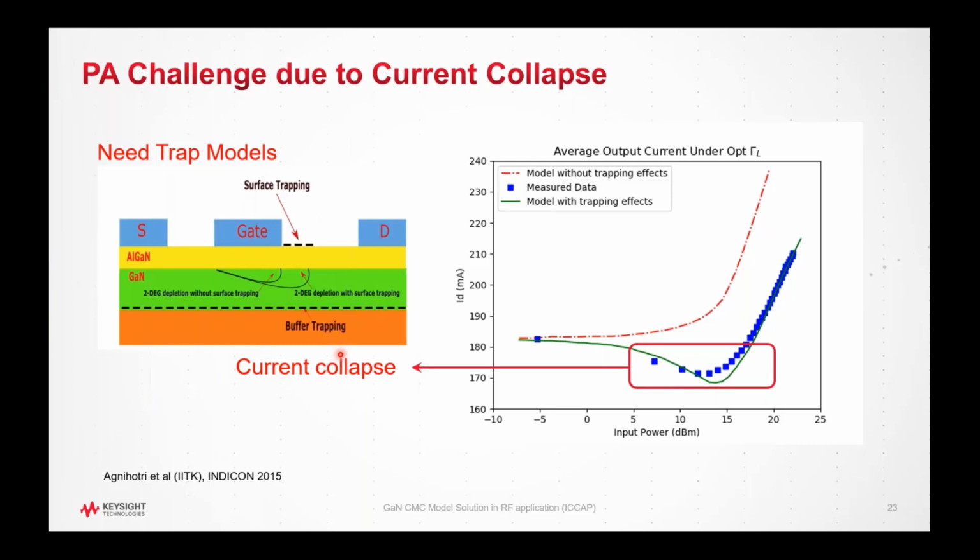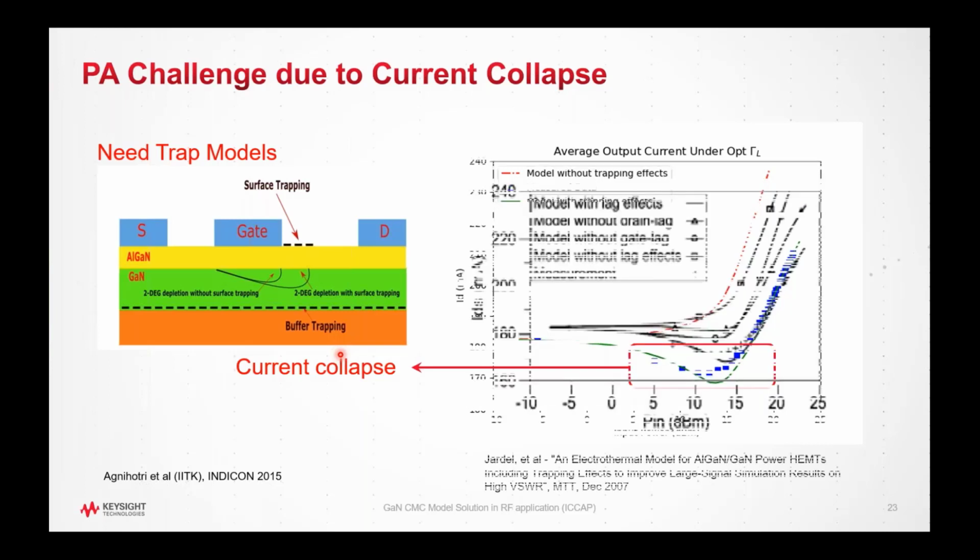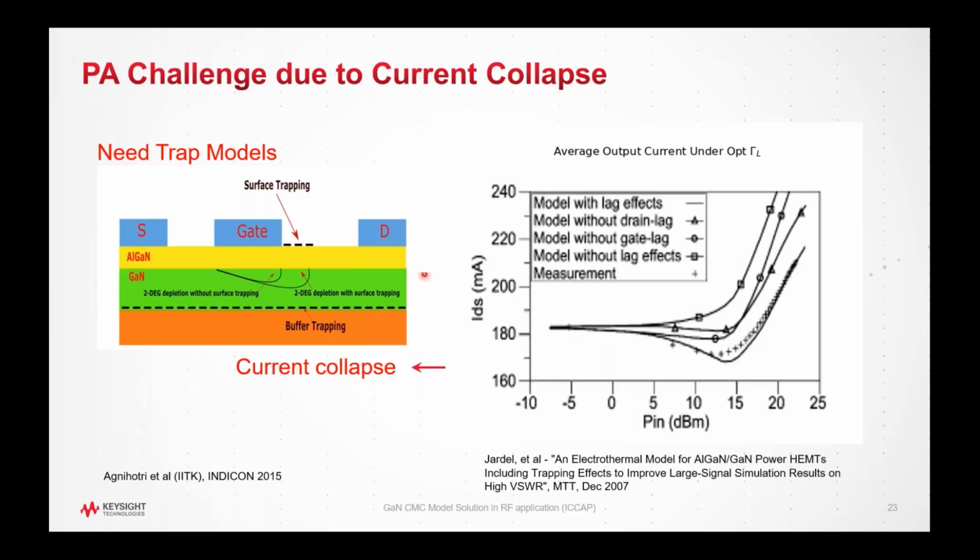And so in order to better capture this, to put this physics mechanism into the equation, it has become somehow a challenge for a model engineer nowadays to get really good models. Another paper shows that if you have the drain lag, if you have the gate lag, it depends on where you bias your devices, and you get a different IV, the power input to IV curve.